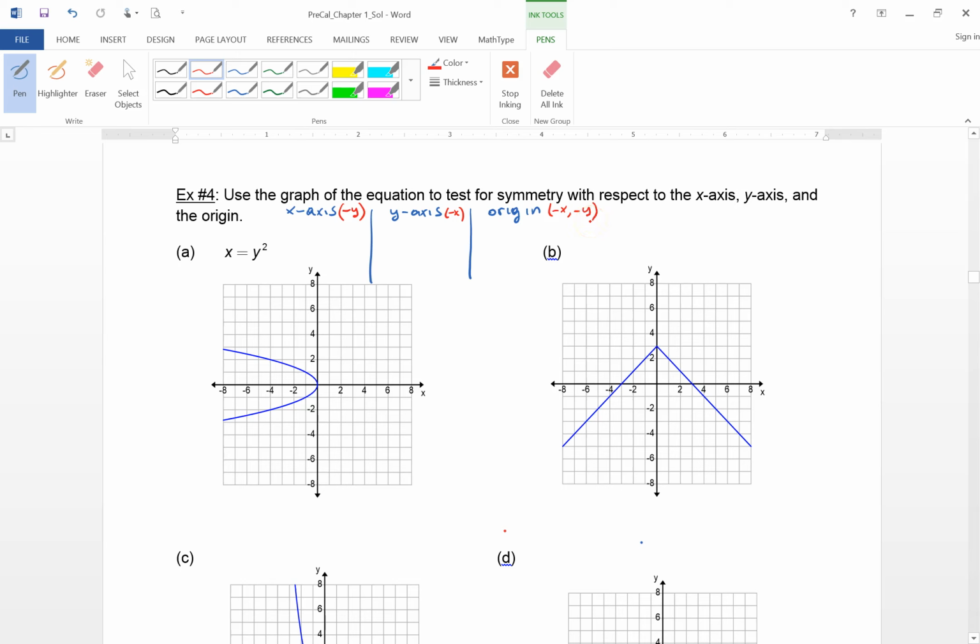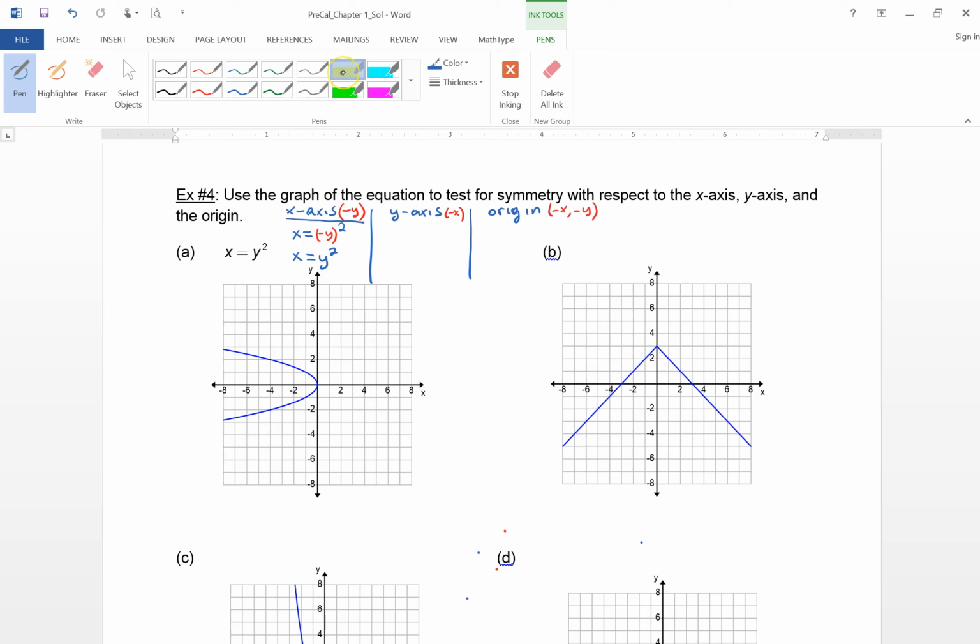What does that mean? That means here, I say, this is the original equation, right? So I say, all right, let's suppose I make y -y. So x equals (-y) squared. And then I simplify. When I simplify, what do I get? x equals y squared.